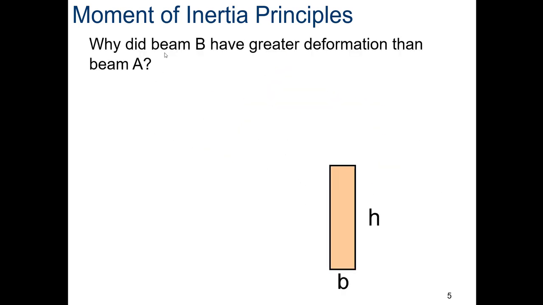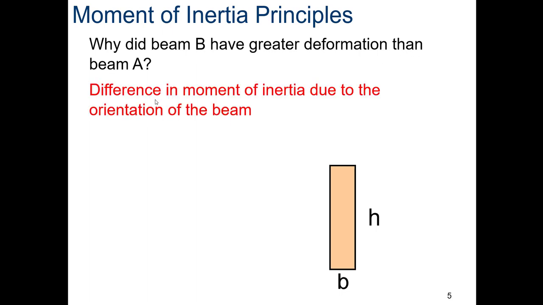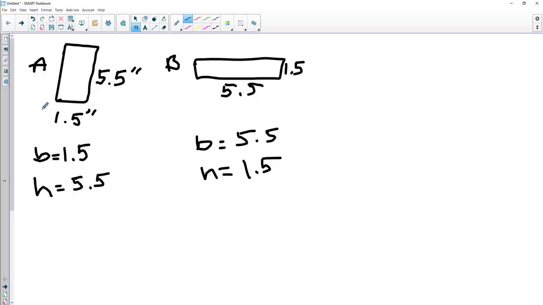So why did beam B have a greater deformation than beam A? The difference in moment of inertia due to the orientation of the beam. So orientation is just how it was sitting, how it was being used, right? And this was the one that I showed you. It was A of the one that I showed you, right? So A had 1.5 base and 5.5 height.